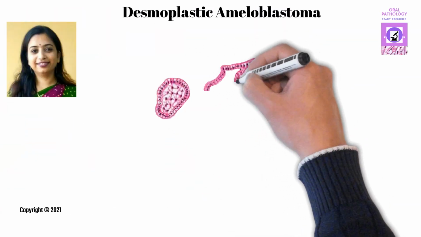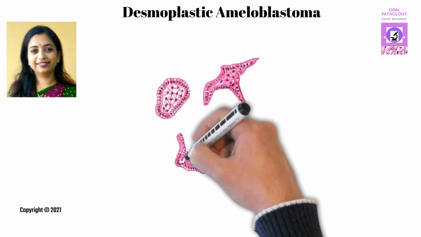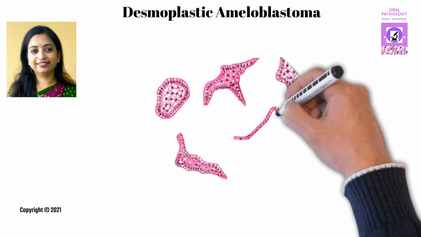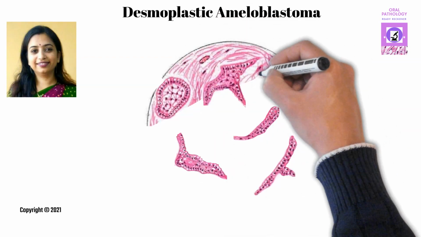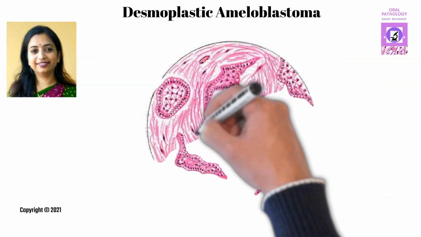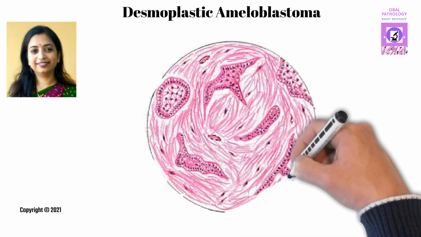Desmoplastic ameloblastoma histologically shows the presence of small, compressed, irregular, animal figure-like odontogenic epithelial islands and cords which are surrounded by a highly collagenized connective tissue stroma, which is labeled as stromal desmoplasia.